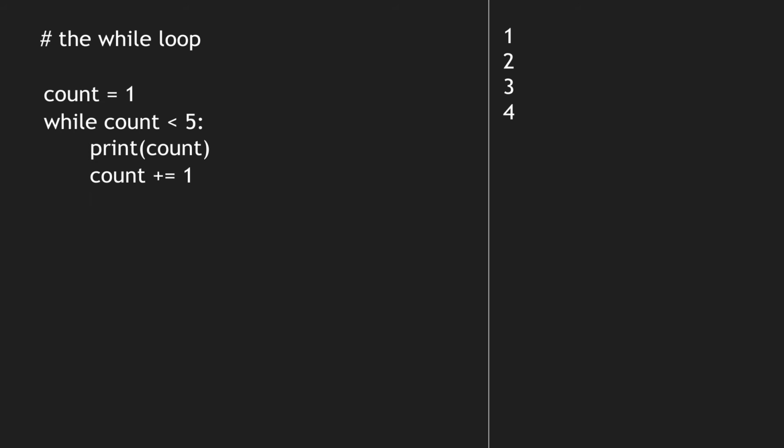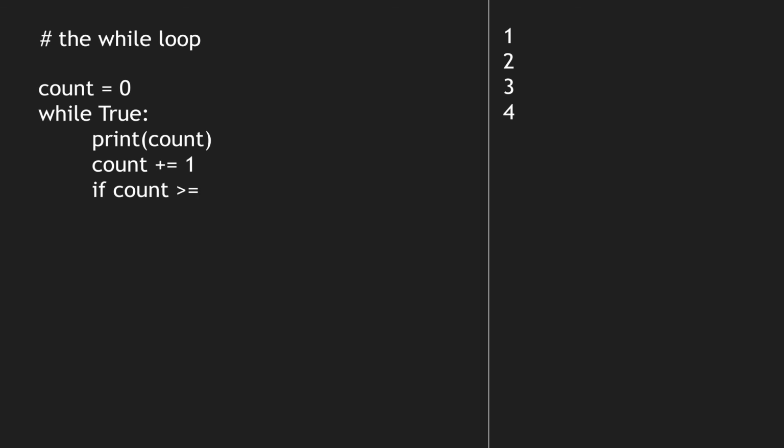If for some reason we want to stop the for loop or while loop, we can use the break statement. When the word break is encountered in a loop, Python exits the loop immediately. Here's an example. So if we use true, it means the loop will go on and on forever, but we say check the value of count if it's greater than or equal to 5 and break.